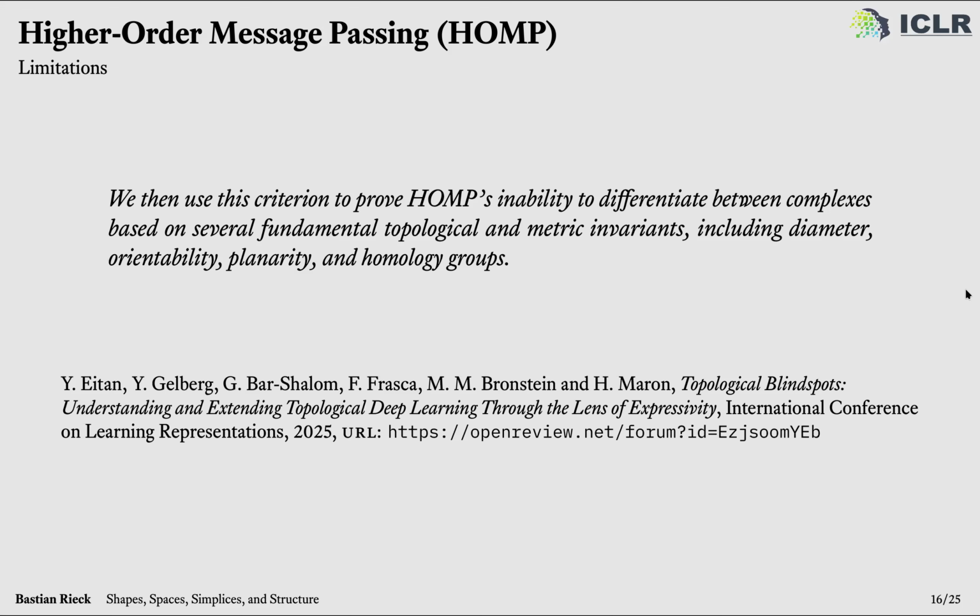Unfortunately, it also has its downsides. This higher order message passing, or HOMP for short, has some limitations, in particular when it comes to differentiating between different types of data. There's a paper by Yam Eitan and others showing that HOMP is essentially unable to differentiate between complexes that have several fundamental topological and metric invariants, including the diameter, orientability, planarity, and homology groups. So this is rightfully called Topological Blind Spots: Understanding and Extending Topological Deep Learning Through the Lens of Expressivity, because many folks refer to these higher order message passing methods as topological methods, even though, as these authors prove, they don't capture topological information. That's a bit of a bummer from the point of view of representation learning, because you want to leverage the information that distinguishes two data sets or two spaces. So how can we make this a little bit better?